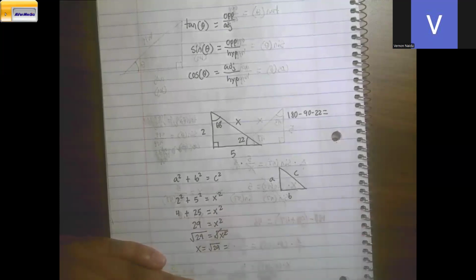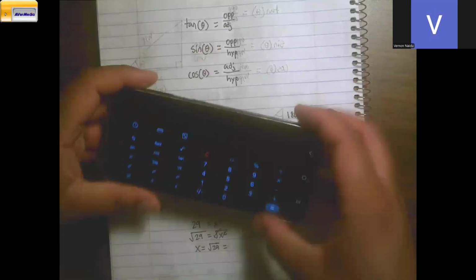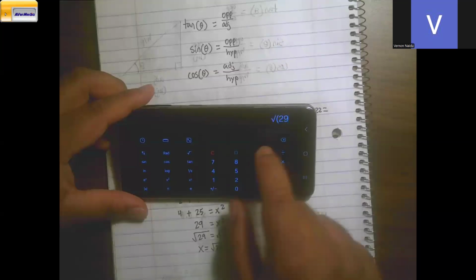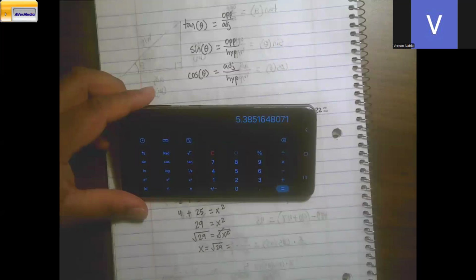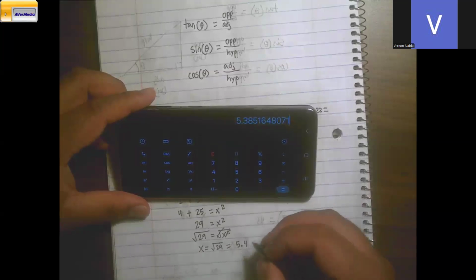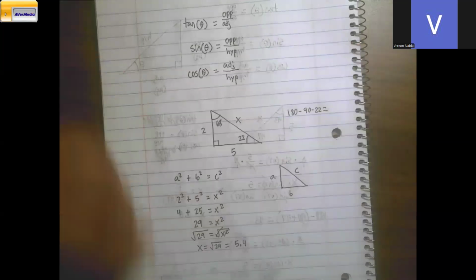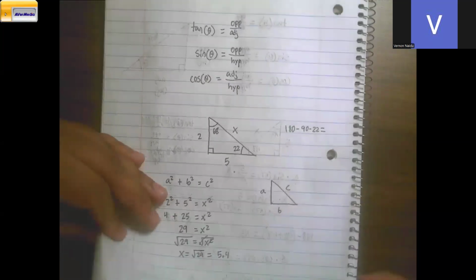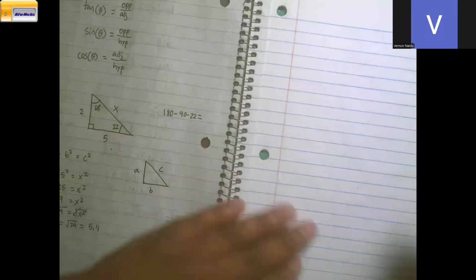Or to put that in the calculator, let's take the square root of 29, and that gives us approximately 5.4. We'll round up to 5.4. So that's one way. And I'm going to have to go on to the next page. So, you know what? I will draw the triangle again.